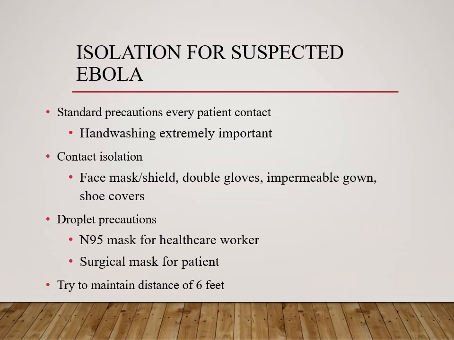Isolation for suspected Ebola: standard precautions for every patient contact. Hand washing is extremely important. Contact isolation: face mask and shield, double gloves, impermeable gown, and shoe covers. Droplet precautions: N95 mask for the healthcare worker with a surgical mask for the patient, and try to maintain a distance of 6 feet.